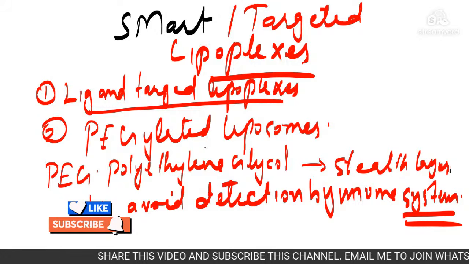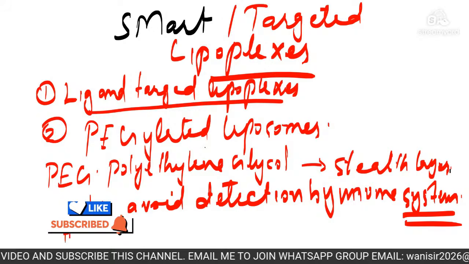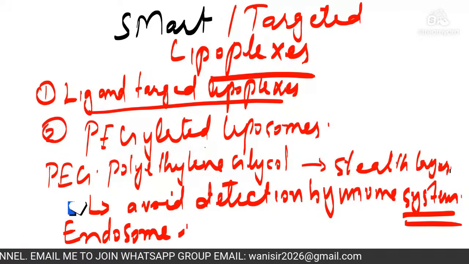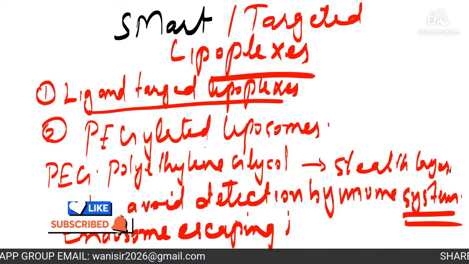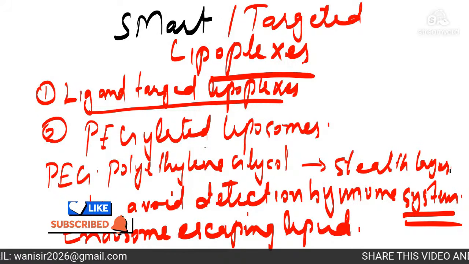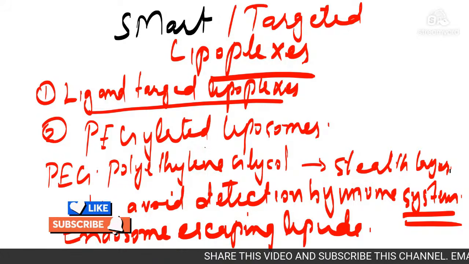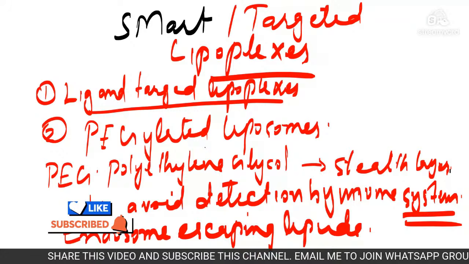Now, third is endosome escaping liposomes, or lipids. Some lipid mixtures are specially designed to fuse with or disrupt the endosomal membrane, reducing the chance of DNA getting trapped or degraded inside the endosome.